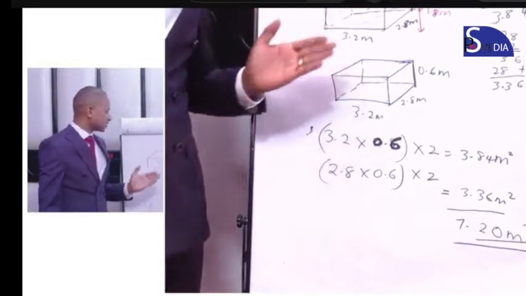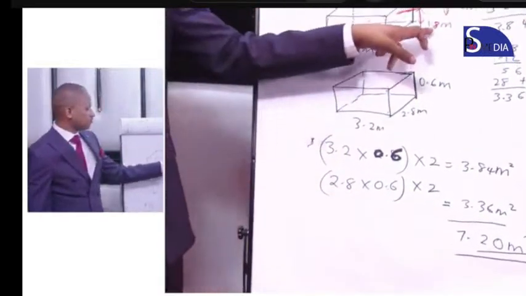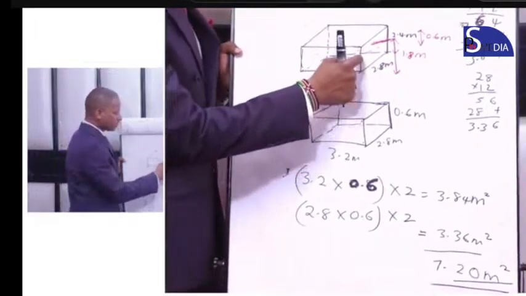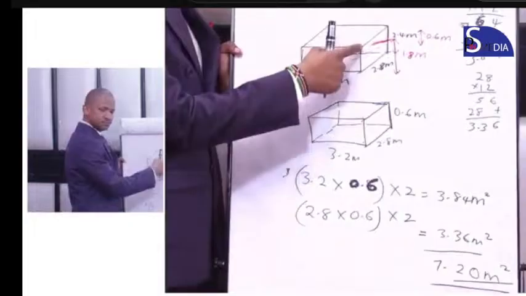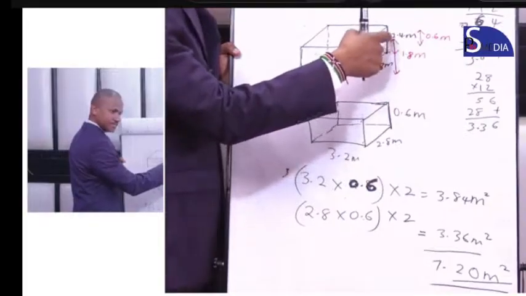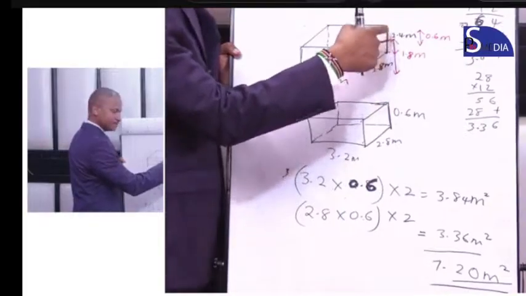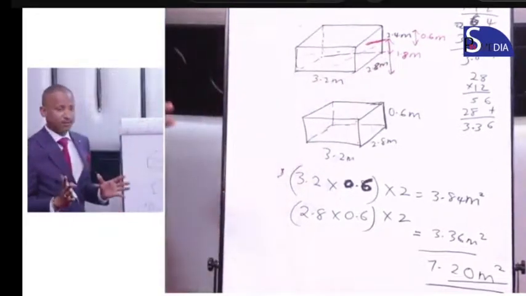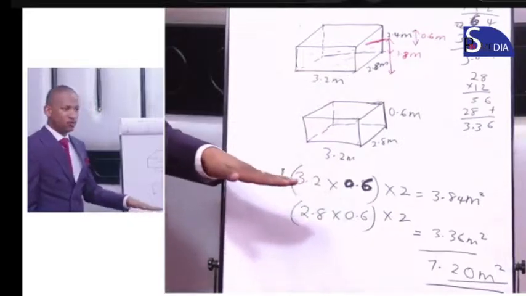What about in contact with water? You could have used 3.2 times 1.8 times 2 plus 2.8 times 1.8 times 2 plus 3.2 times 2.8. I hope I'm very clear. It's also in contact with water.